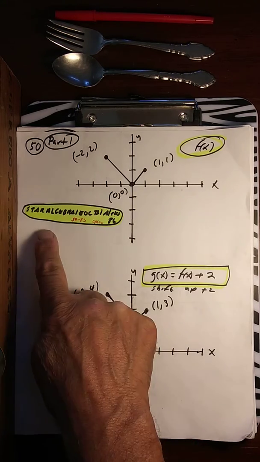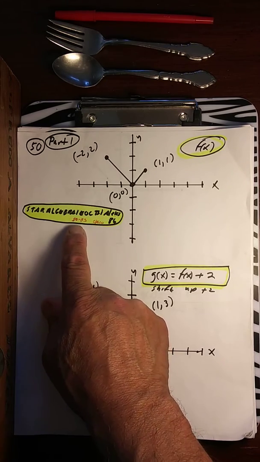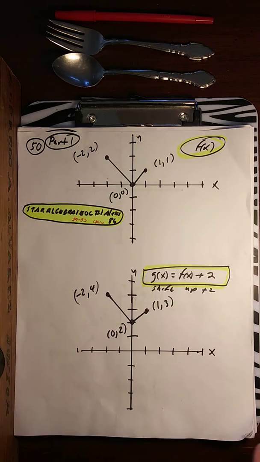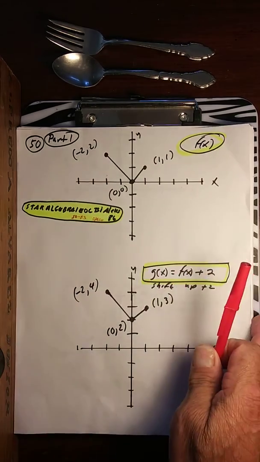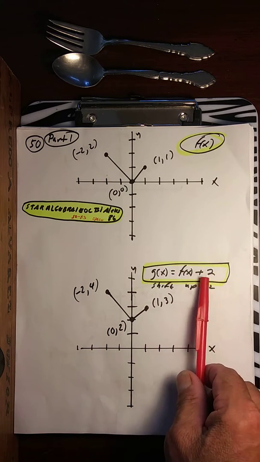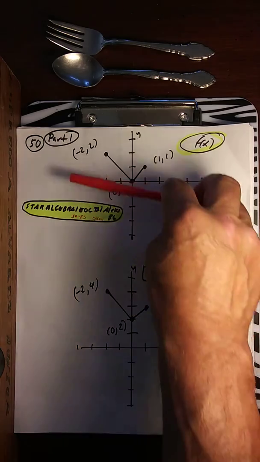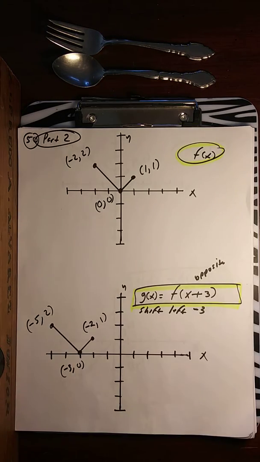50, star, Algebra 1, and of course, TSI Alex. 50 to 86. Let's go ahead and do these. All right, first graph. You'll see that this is the original problem. So now, the new graph, g of x, is f of x plus 2. So f of x plus 2 means the graph goes up 2 spaces. Original, up 2 spaces. That's it. Done. Next one.